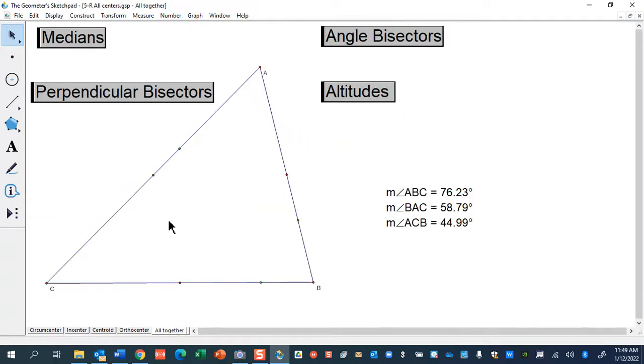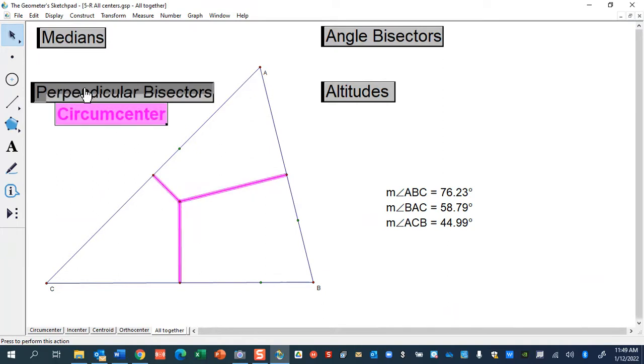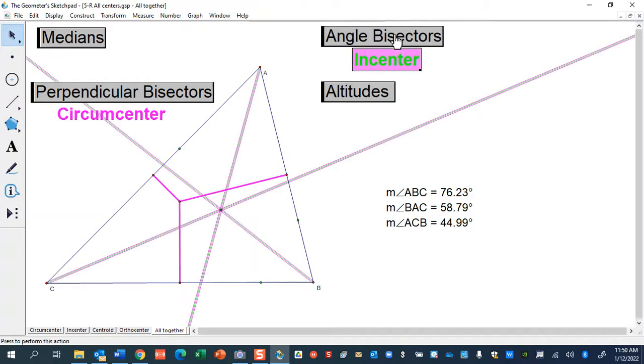Ready? Here's my perpendicular bisectors, and their point of concurrency is the circumcenter. Now, what I want you to notice that I did here is I cut the tails off. Do you see what I mean? I know this perpendicular bisector comes down here, I know this one comes down here, and I know this one goes up here. But once it hits that point of concurrency, I cut the tails off. Are you okay with that? Here's my angle bisectors. I didn't cut those tails off.